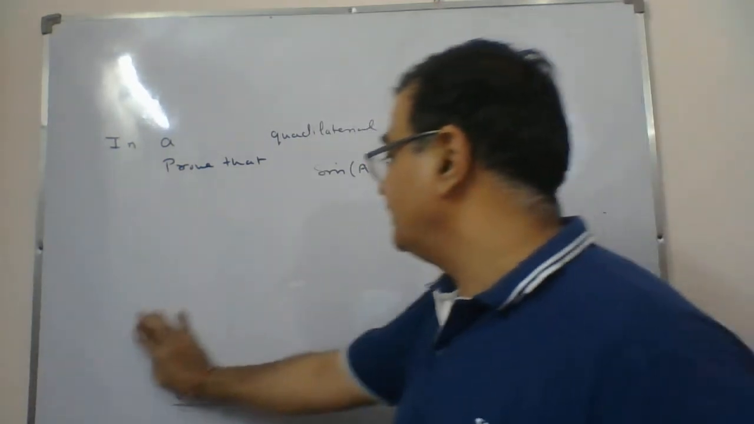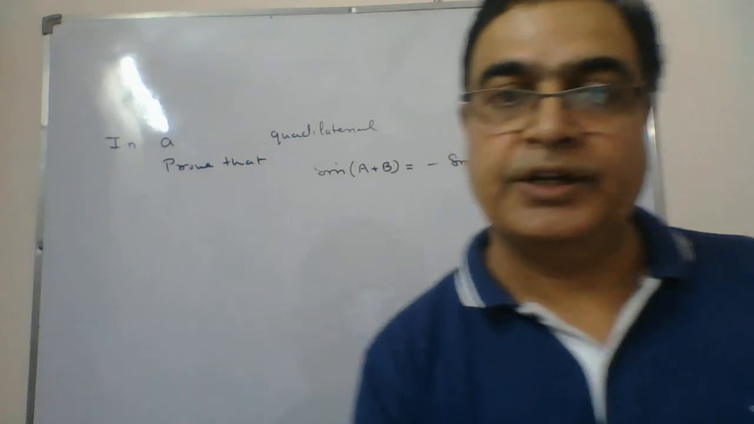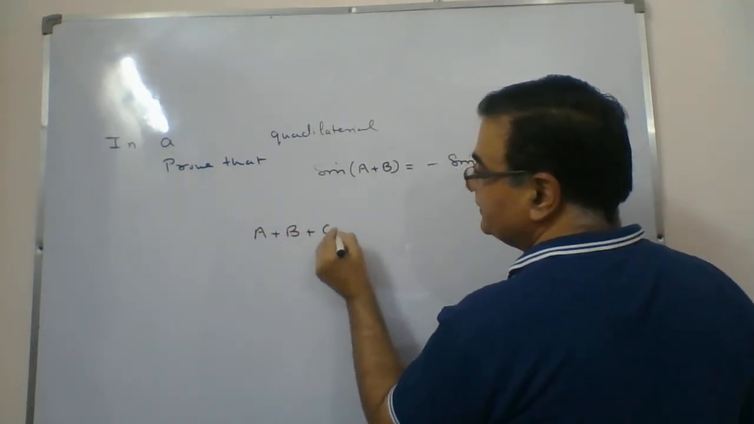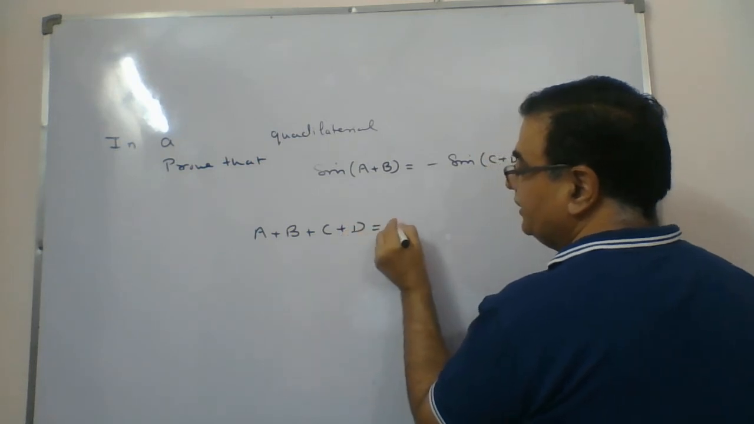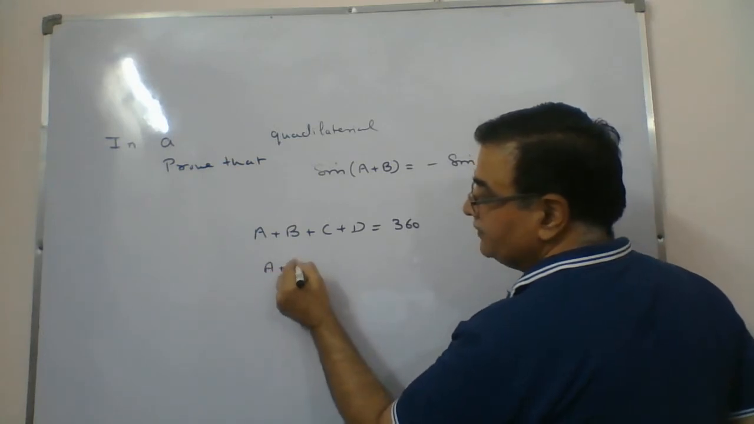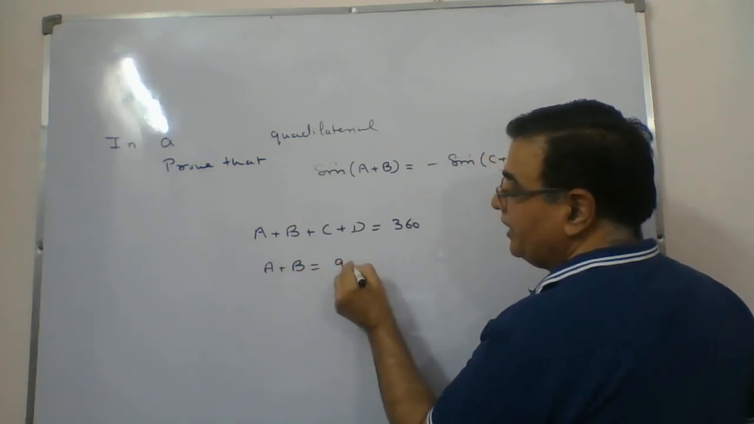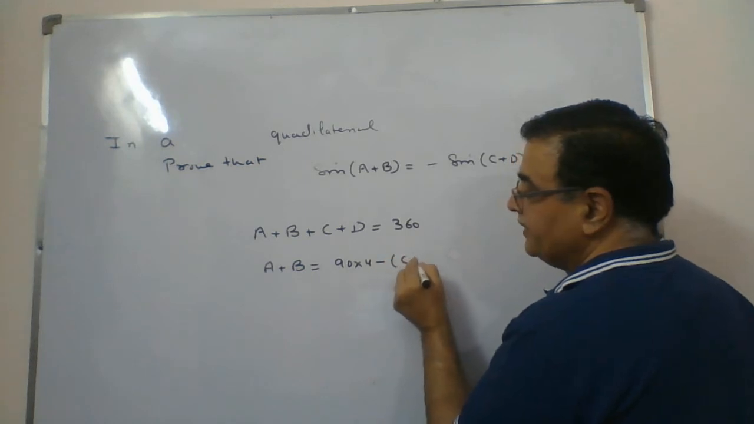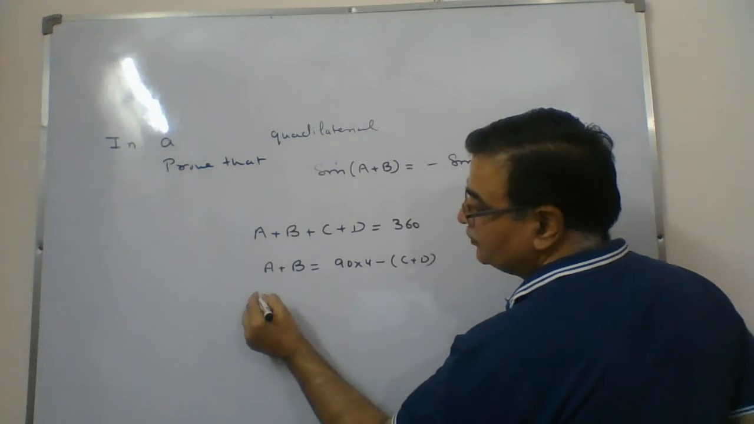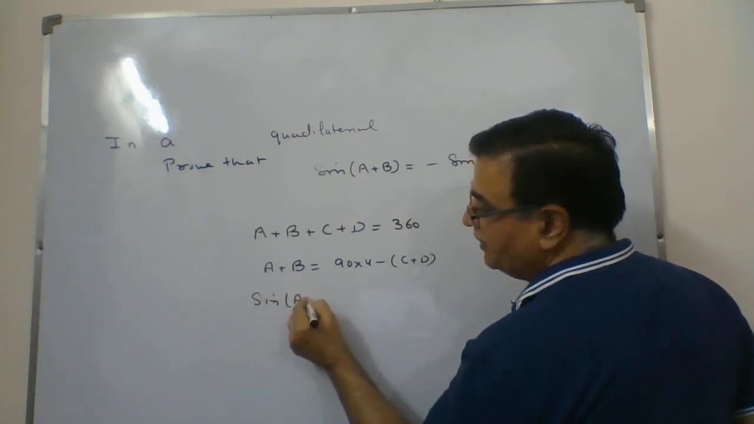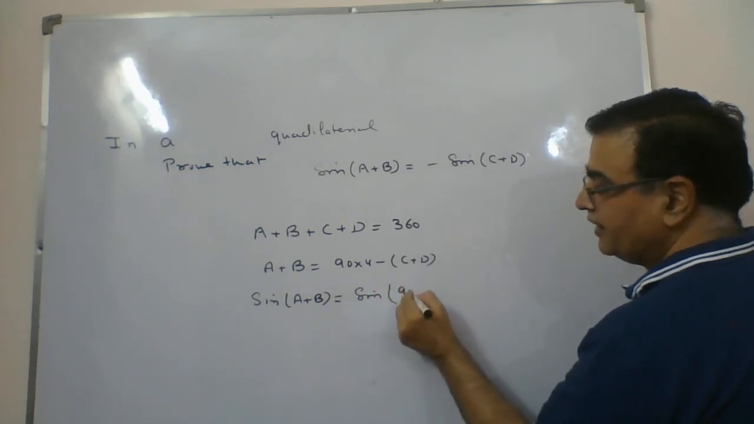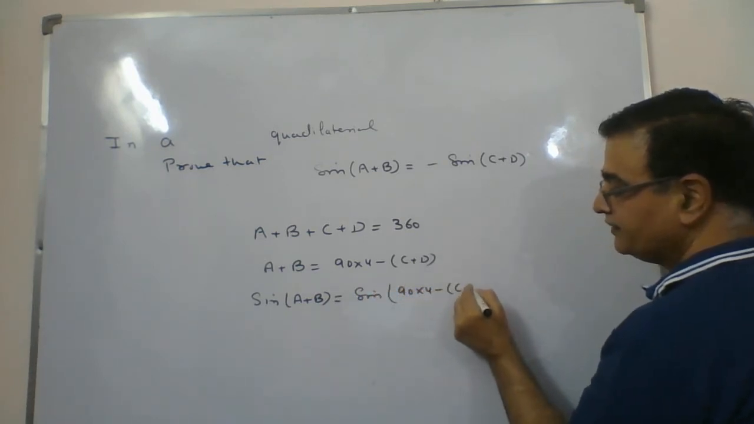In a quadrilateral, now this is not a cyclic quadrilateral, it's a quadrilateral. So when it is a quadrilateral, one thing is there, A plus B plus C plus D should be 360. We take A plus B on one side. This will be 90 into 4 minus C plus D. Then I want sine to be taken, so I take sine of A plus B, which comes out to be sine of 90 into 4 minus C plus D.